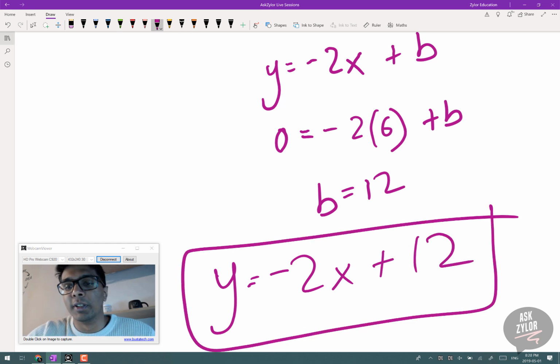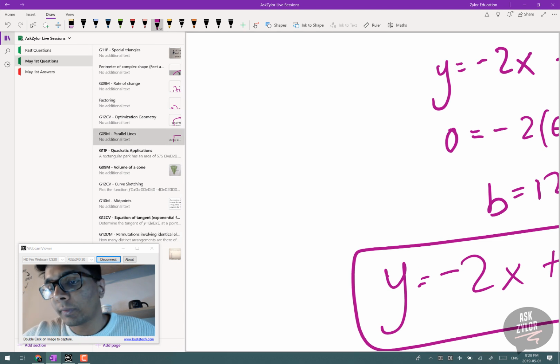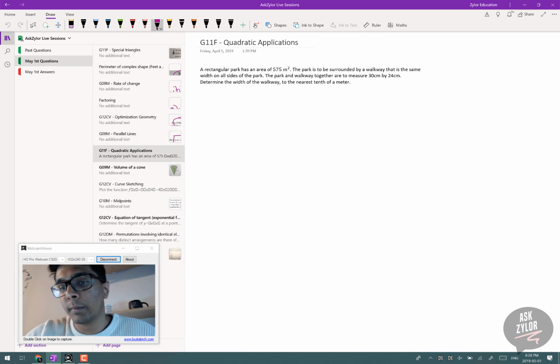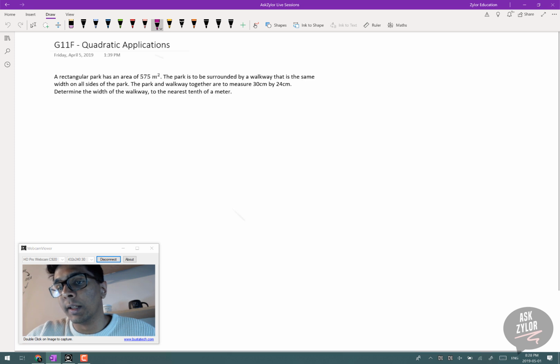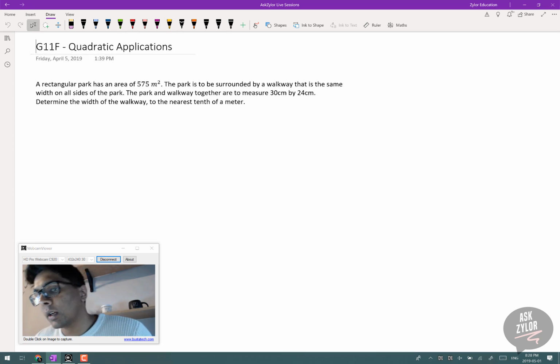Okay, so we'll move on to the next one. So this is a grade 11 functions question. So we're dealing with quadratic applications. So we're told the rectangular park has an area of 575 meters squared. The park is to be surrounded by a walkway that is the same width on all sides of the park. The park and the walkway together are to measure 30 centimeters by 27 centimeters.